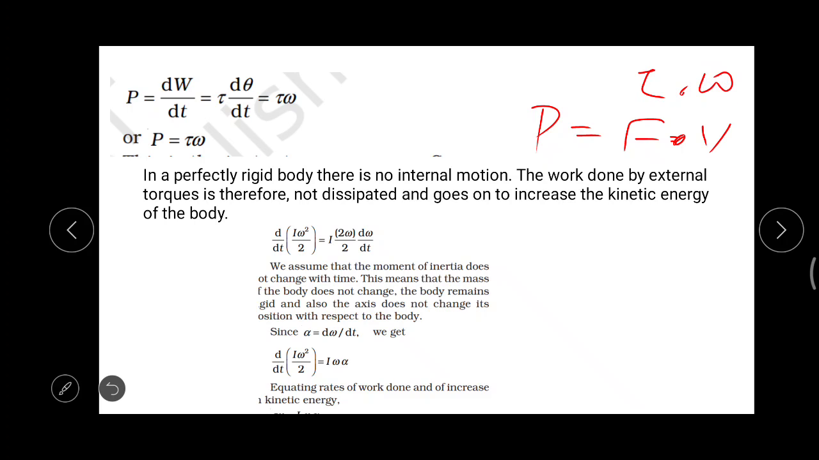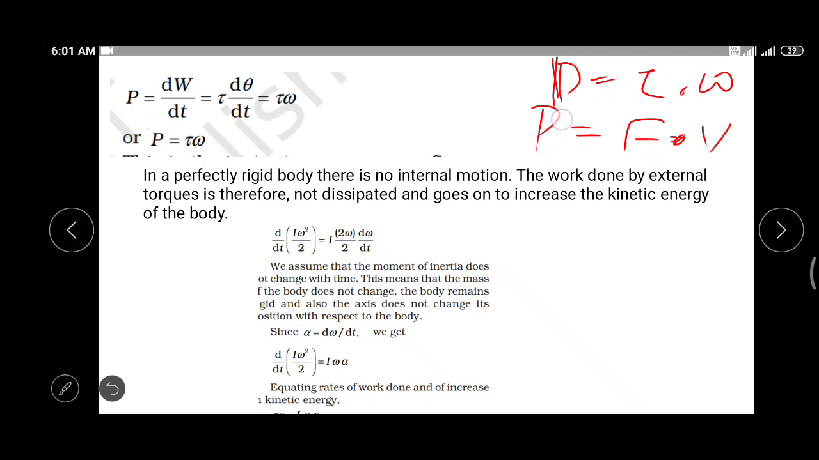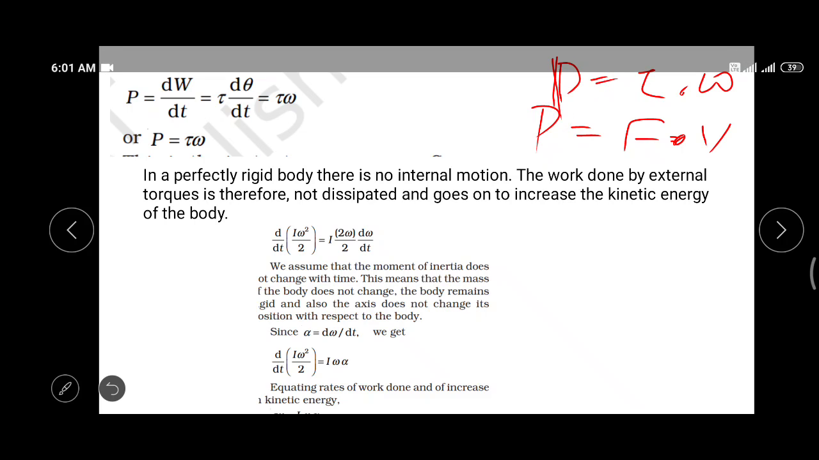We can do the same thing with the derivation. So P is equal to dW by dt. Tau is fixed, theta is the value changing, so d theta by dt will be there, and d theta by dt is actually the omega value. So P is equal to tau into omega. It is similar to the linear case, F dot V. The angular power in the case of angular motion is equal to tau into omega.